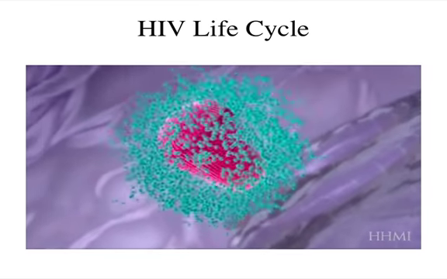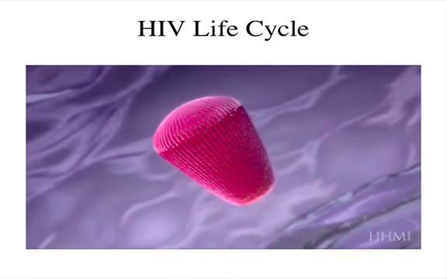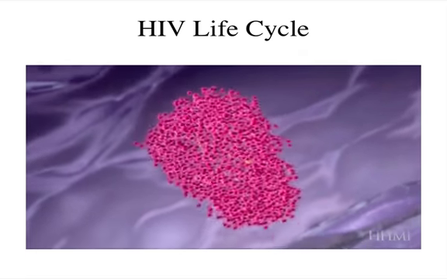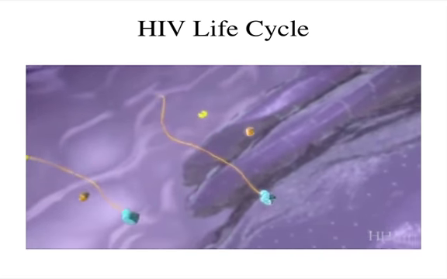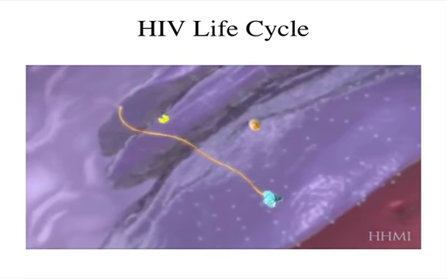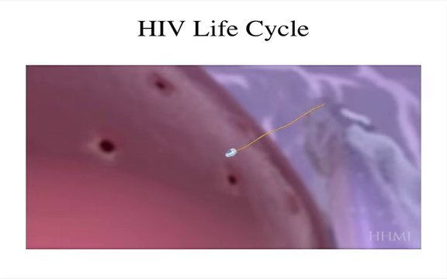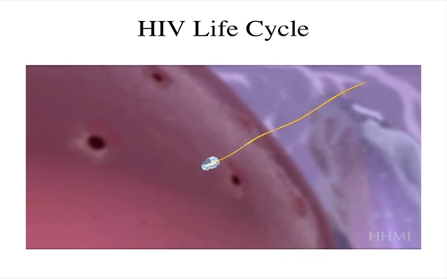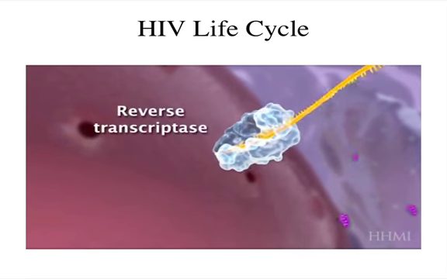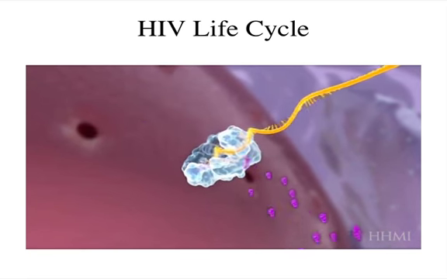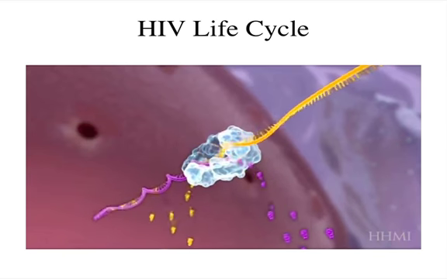The virus has a matrix and a capsid protein, shown here in green and red, that essentially are digested when it enters into the cell. That releases viral enzymes and the viral RNA. And here we have reverse transcriptase, which takes the viral RNA and, using host nucleotides, converts that viral RNA into a single strand of DNA.